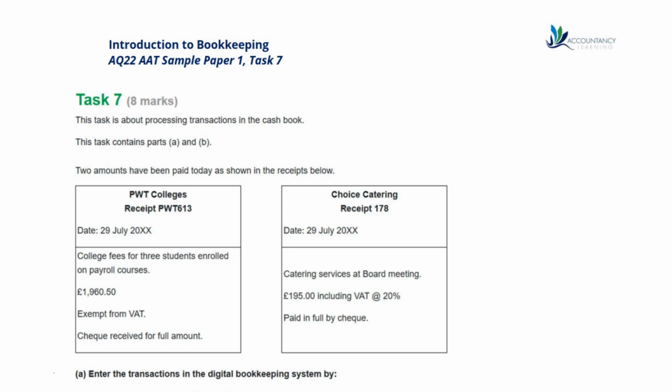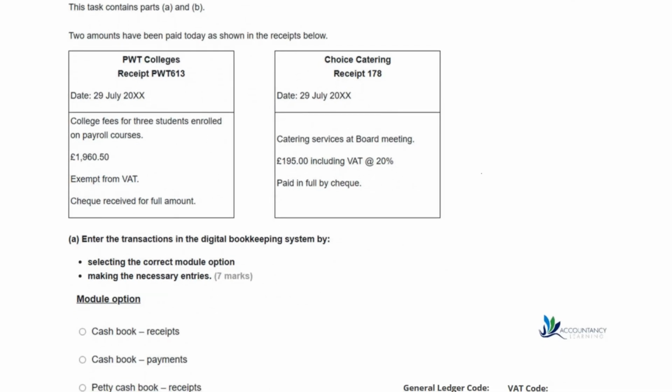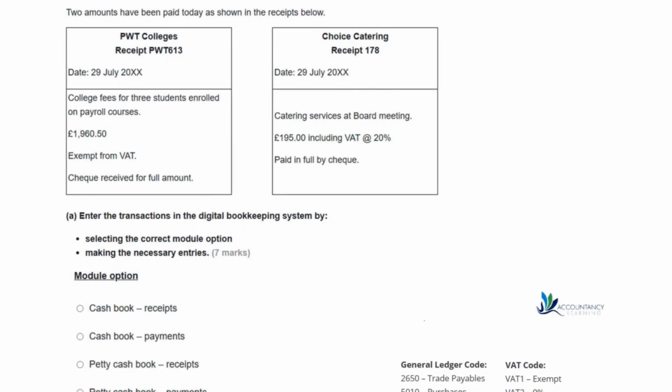I'm Sarah, and in this video I'll take you through the Introduction to Bookkeeping sample paper 1 task 7. Now this task is about processing transactions in the cash book. In the question we're given two amounts that have been paid today as shown in the receipts below. Part A asks us to enter the transactions in the digital bookkeeping system by selecting the correct module option and then making the necessary entries.